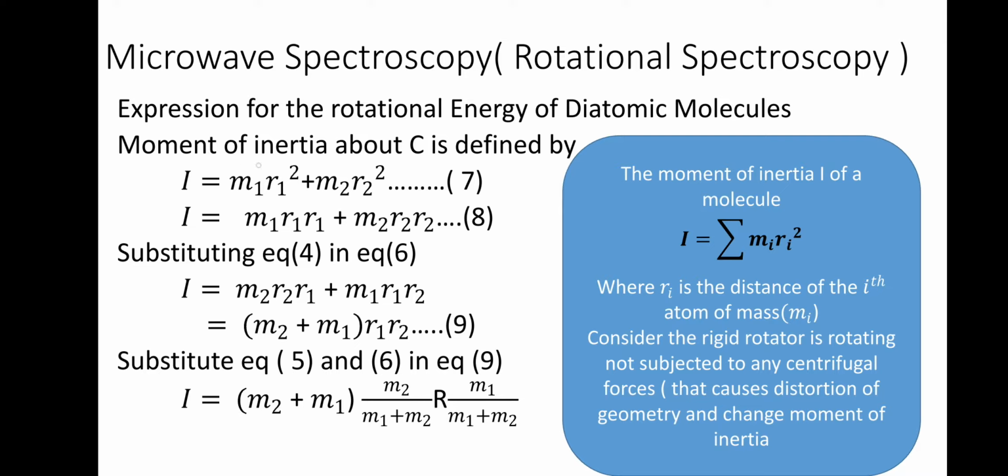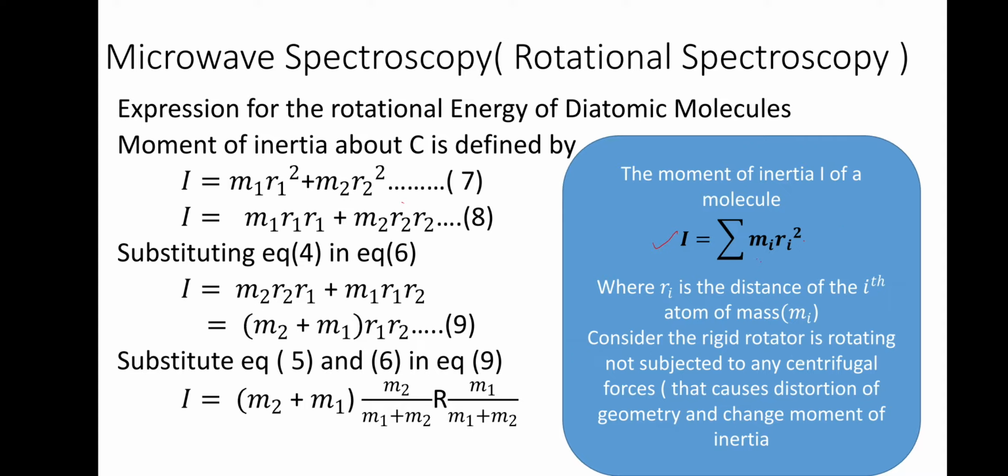Now moment of inertia, another term. Moment of inertia about point C is defined by I is equal to m1 r1 square plus m2 r2 square. For any rotating molecule, the moment of inertia you can write as I is equal to sigma mi ri square, where mi is the mass of the ith component and ri is the distance from the center of gravity to that ith component. Here it is a binary one, so it has reduced to m1 r1 square plus m2 r2 square.